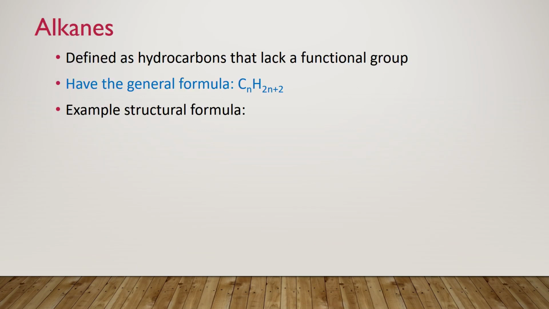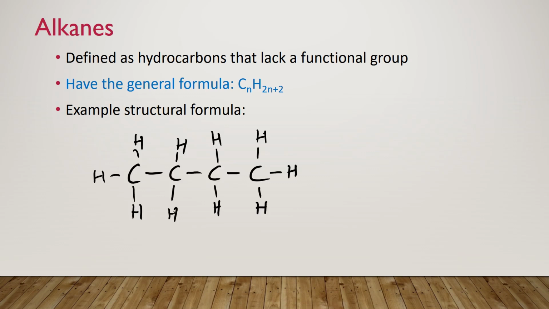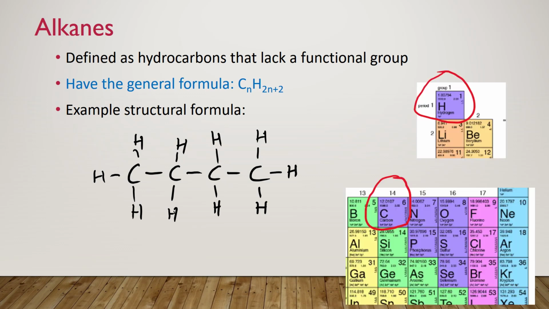So alkanes are hydrocarbons. Basically, they lack a functional group. They lack a reactive site. So we draw it like this. This is an example where we just have a linear carbon chain and each carbon is bonded to hydrogens. The way we draw these molecules is we start with the 4 carbons, and then we have a single bond between all the carbons, and then we have to satisfy the bonding requirements for carbon.